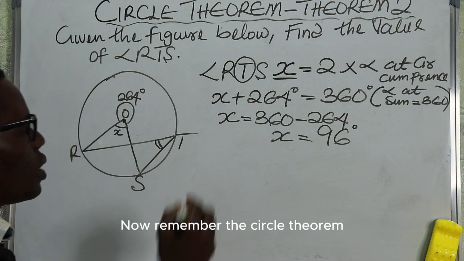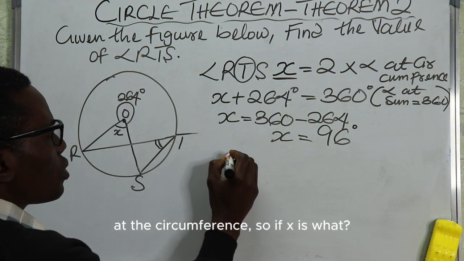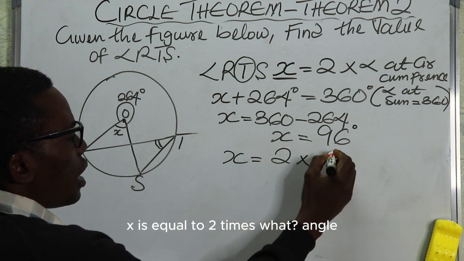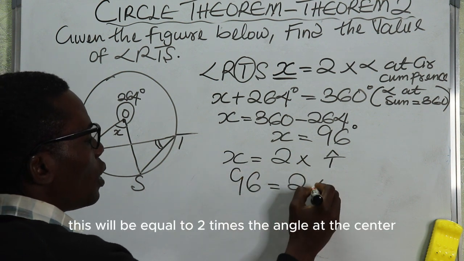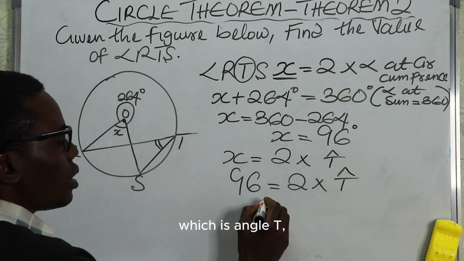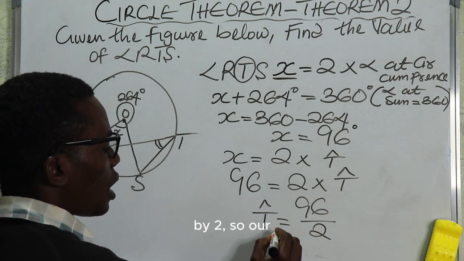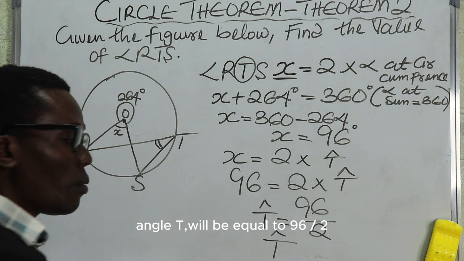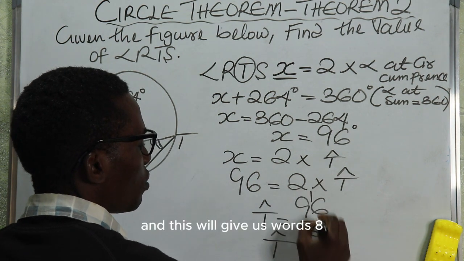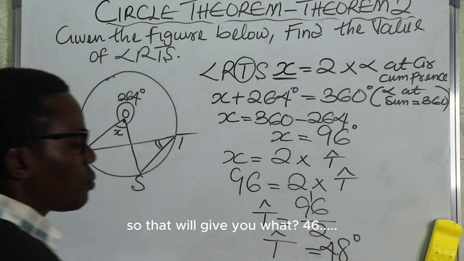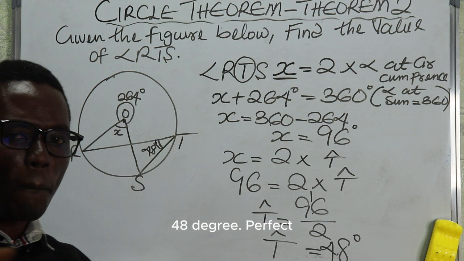Now remember the circle theorem. Angle at the center is equal to 2 times the angle at the circumference. So if x is equal to 2 times what? The angle at the circumference, which is angle t. So if this is 96, this will be equal to 2 times the angle at the circumference, which is angle t. So our angle t will now be equal to 96 divided by what? By 2. So our angle t will be equal to 96 divided by 2, and 96 divided by 2, this will give us 4, and this will give us what? 8. So that will give you what? 48. So the angle it subtends at this point is what? 48 degrees. Perfect and very good.